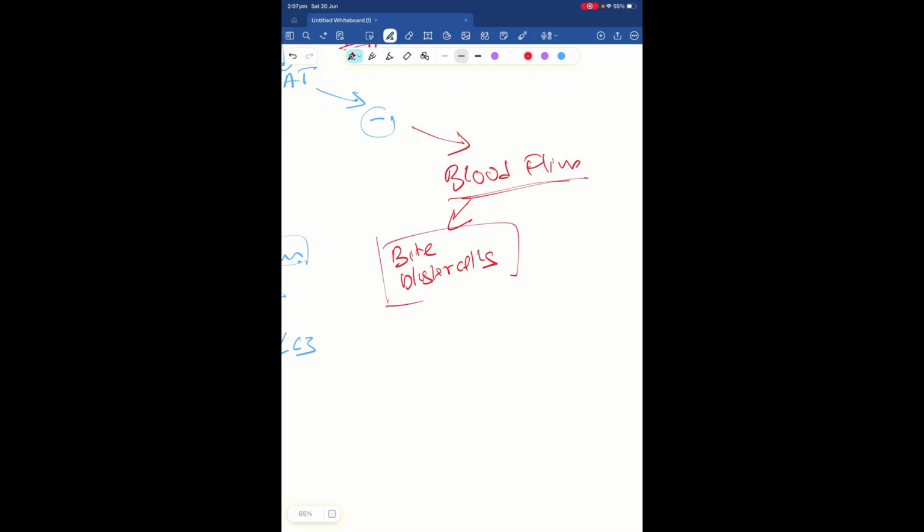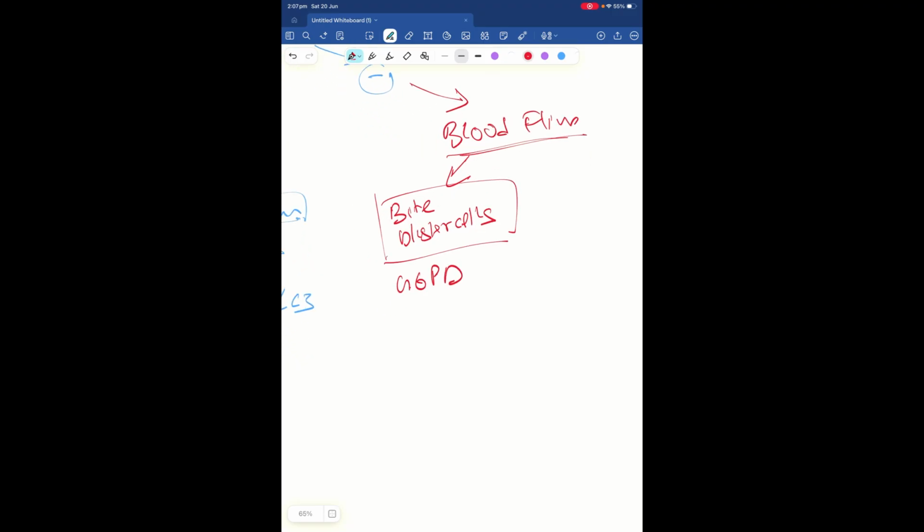If you see bite and blister cells, that is your G6PD deficiency. So how does it happen in G6PD? Because of the G6PD deficiency, there's more oxidative stress inside the red blood cells. This will denature the hemoglobin and cause Heinz bodies and so on.